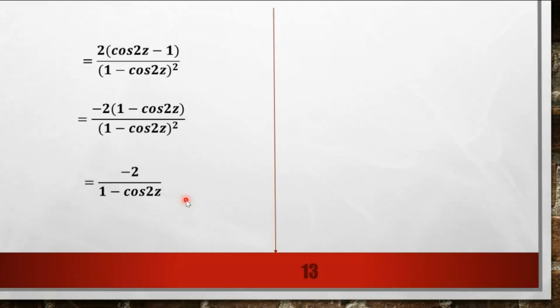Okay, can we simplify further? Minus 2 upon 1 minus cos 2z. Can we make use of any trigonometric formula and reduce the denominator part to a simpler function? क्या है 1 minus cos 2z? Anybody remembers the formula? What is 1 minus cos 2 theta?